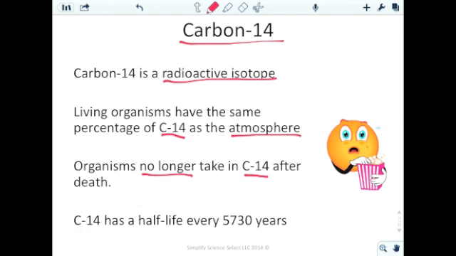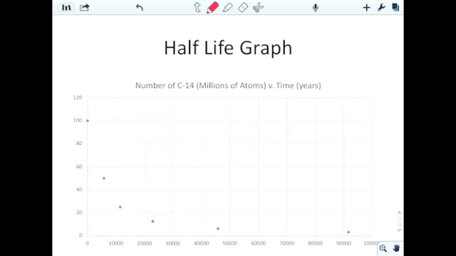The C14 has a half-life of 5,730 years. And so we can look at this and we can carbon date. When we talk about carbon dating, we're talking about carbon-14 dating. So a half-life graph, and this is millions of atoms versus time. And what we can see is that over one of our half-lives, and all a half-life is the amount of time for it to lose half of its mass.